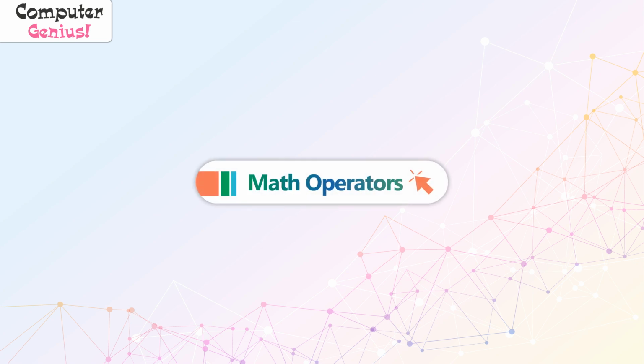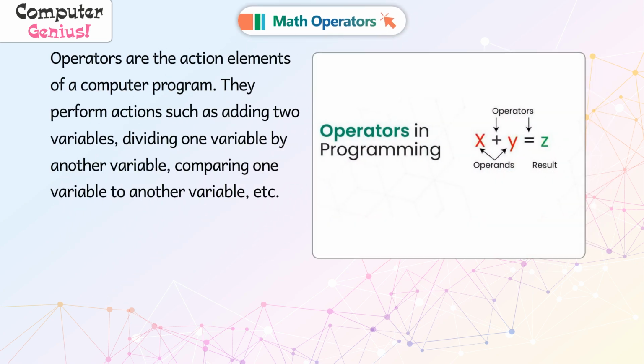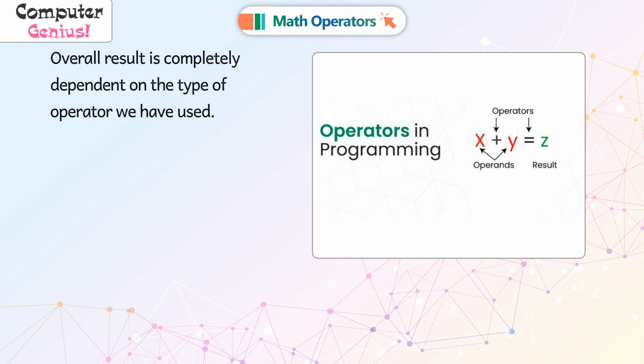Math operators. Operators are the action elements of a computer program. They perform actions such as adding two variables, dividing one variable by another variable, comparing one variable to another variable, etc. Overall result is completely dependent on the type of operator we have used.